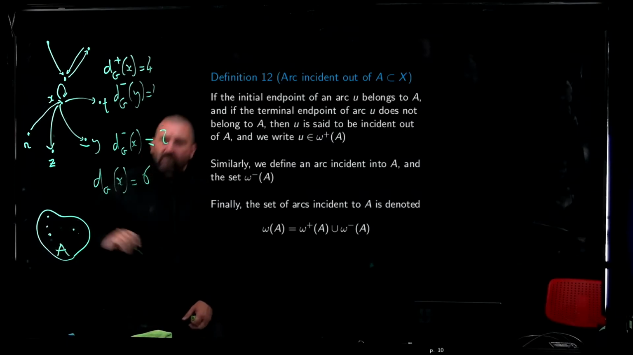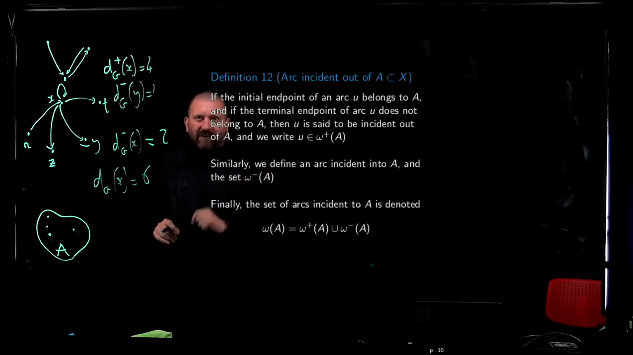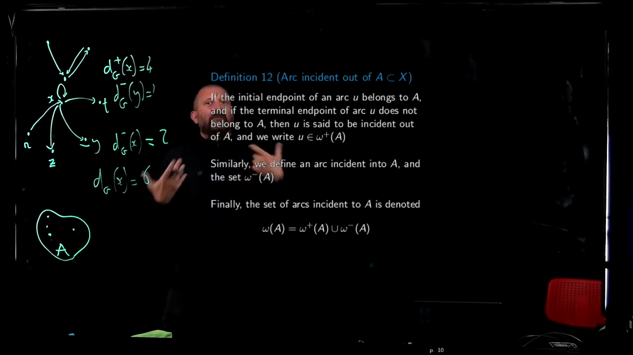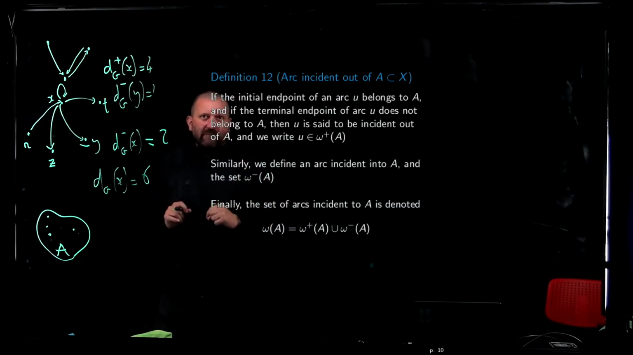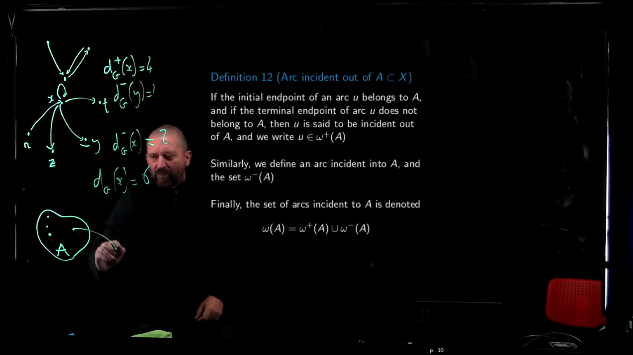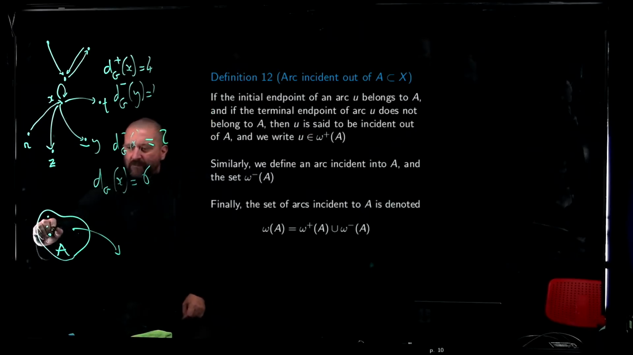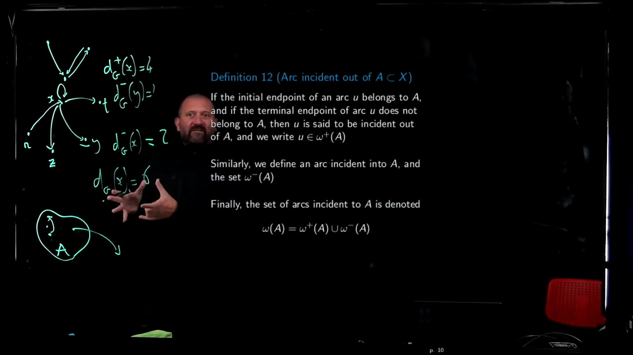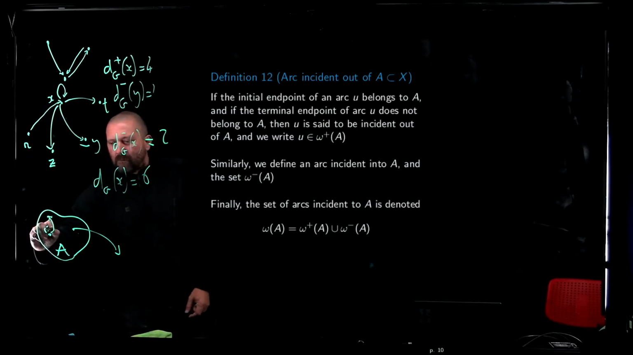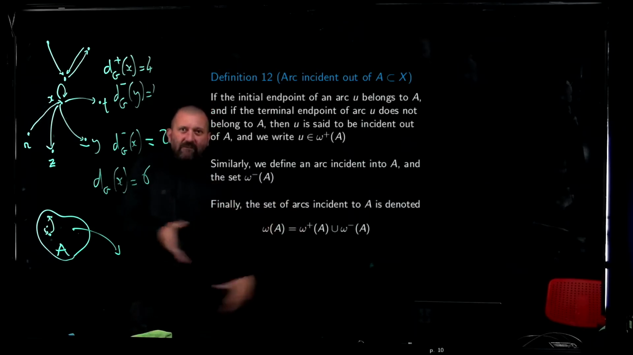But that is what we're denoting A here. So we've got some vertices here, and if we look at that definition, an arc incident out of that set, if we have an initial endpoint that belongs to the set and a terminal endpoint that does not belong to the set, then we say that the arc is incident out of that set. Okay, so there can be connections within that structure. But what is important is connections out of or into.